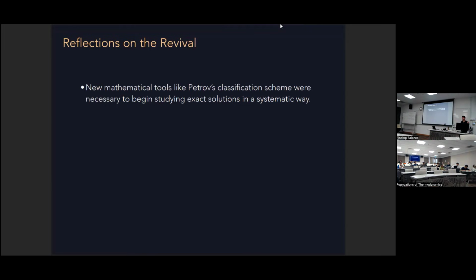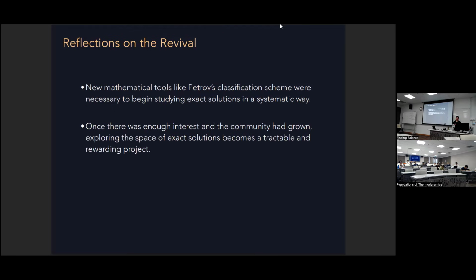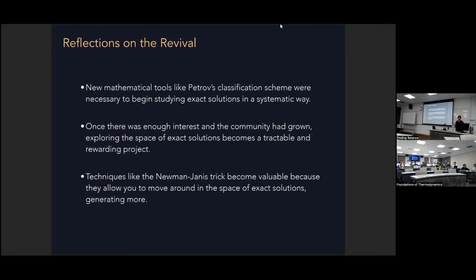Okay, so I should have two more slides of discussion. So, reflecting on this whole revival or renaissance of general relativity, there are definitely new mathematical tools like Petrov's classification scheme that are necessary to begin studying exact solutions in a systematic way, for sure. And then once there's enough interest and the community has grown, exploring the space of exact solutions becomes a tractable and rewarding project in and of itself. And techniques like the Newman-Janis trick become valuable because they allow you to move around in that space of solutions, regardless of whether you fully understand why they work or what they're capturing in the underlying theory space.